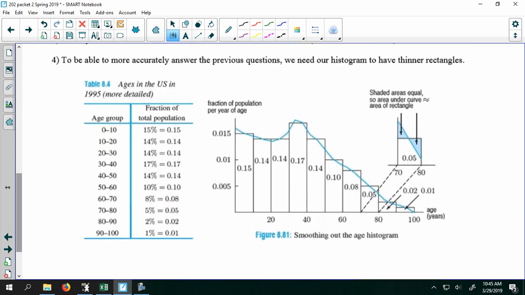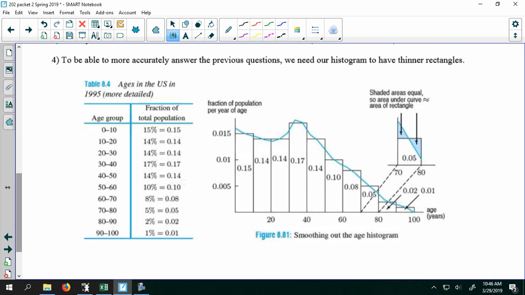Okay, so to be able to more accurately answer those questions where we had an overestimate and an underestimate, we would need to refine our histogram to have thinner rectangles. They would have to give me more information. And instead of 20-year intervals, we're doing 10-year intervals now. And I've broken the percentages down by 10 years. And then if I wanted to be even more accurate, I could do 5 years and then 1 year and then 1 day, right? And I would have these teeny, tiny rectangles.